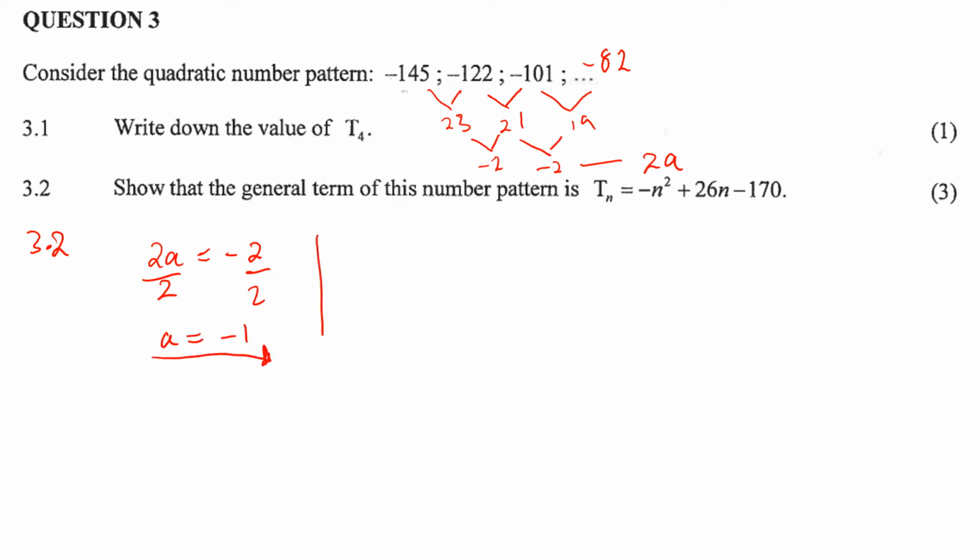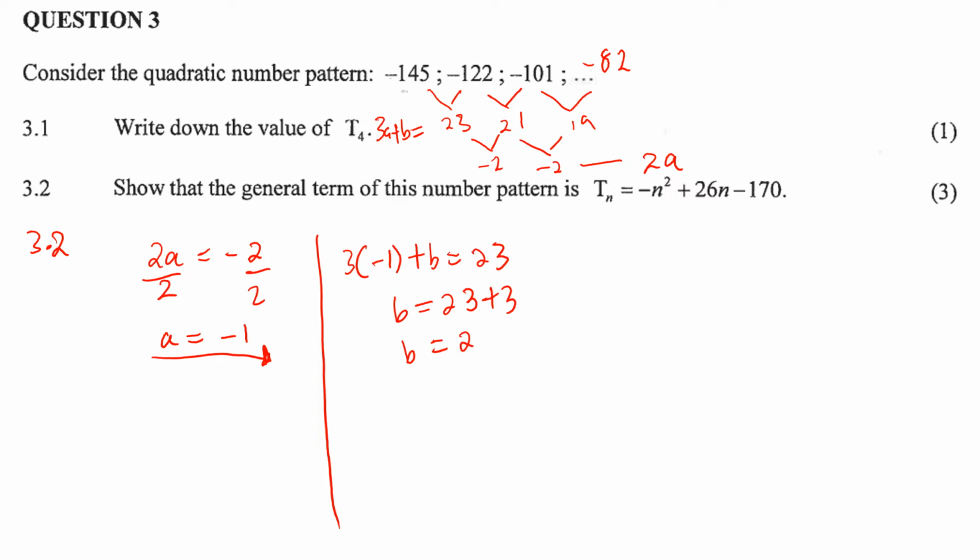How can we solve for b? We know that 3a plus b is equal to term 2 minus term 1, which is 23. We have already calculated a as minus 1, so 3 times minus 1 is negative 3, plus b is equal to 23. When we transpose negative 3 to positive 3, b is equal to 26.